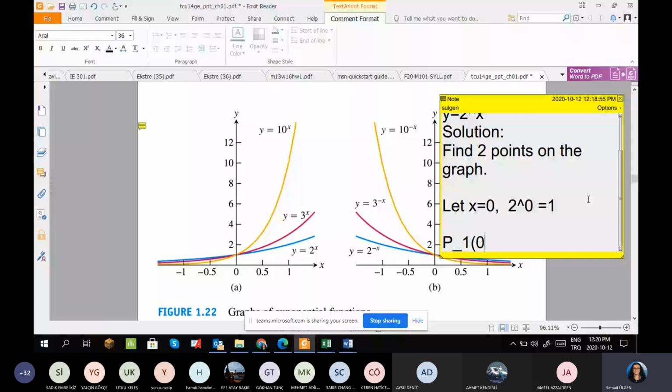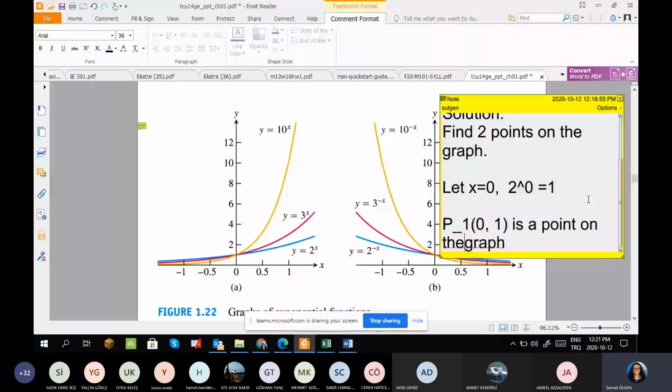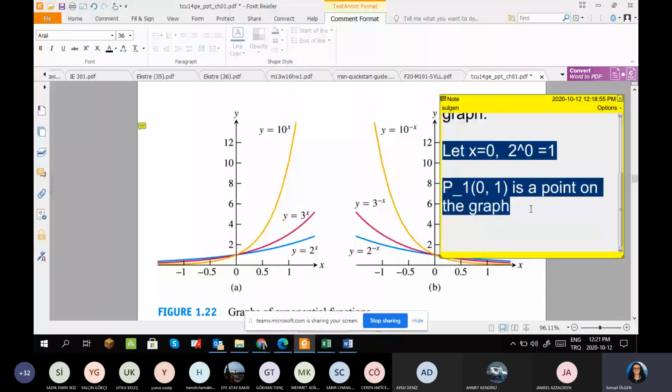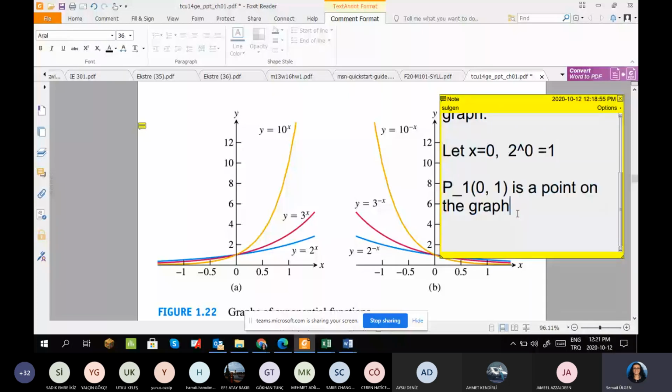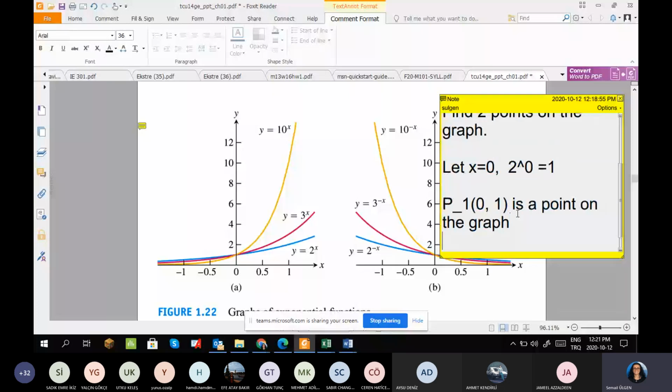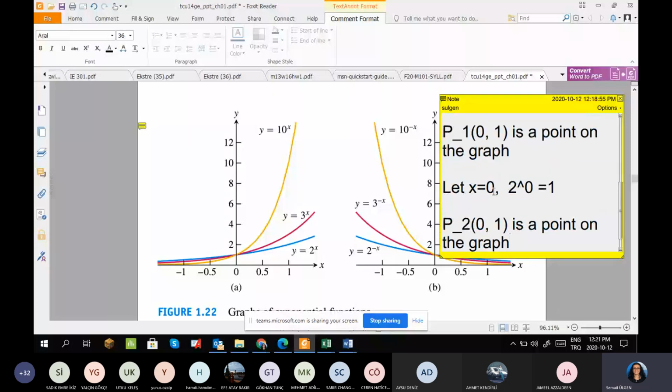Okay, this is a point on the graph. This is the first point, and I'm going to choose another point. Let me copy this down, and then let our second point P2 be x equal to 1. Then 2 to the 1 is 2, and (1, 2) is another point on the graph. So I have two points.